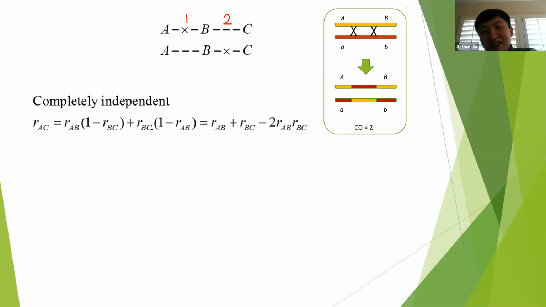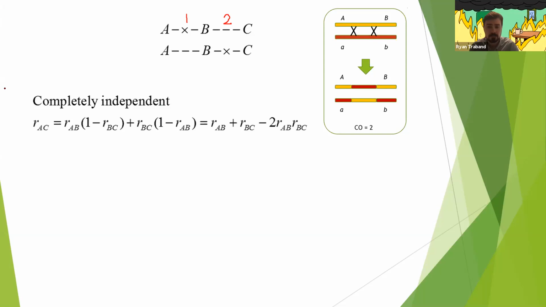Okay, now, let me ask. What is the probability that you're going to see double crossing over in these two regions? One crossing over in region 1 and another crossing over in region 2. What's the probability? Yeah, that should be RAB multiplied by RBC. Is that correct? Because they are independent, right? So if we want to see two crossing overs in a situation, you just multiply RAB with RBC, right? Okay.